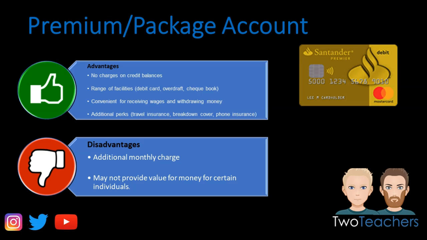So to pay £6 a month for an account where you don't use the additional perks would be, in my eyes, a waste of money, as you could just open a standard account for free, which wouldn't cost you the additional charges. Hope this has given you a good insight into the different types of accounts that you could possibly open.